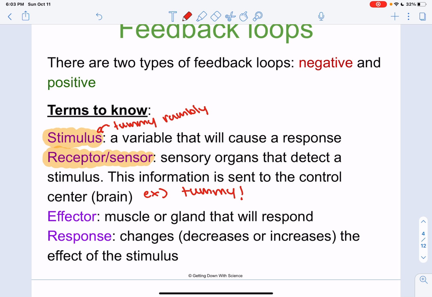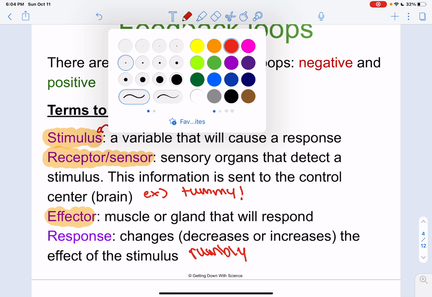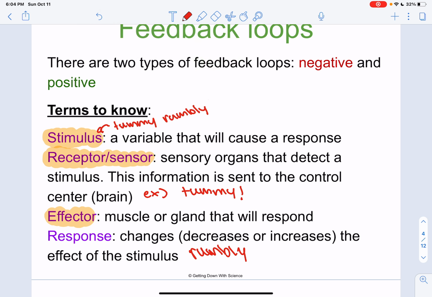The effector is going to be that muscle or gland that's going to respond. And so I don't remember what the specific muscle is, but that rumbly part, what causes the rumbly is the effector. Oops, I'm sorry. That's not true. Your rumbly should be the response. Oops, can't even type rumbly. So the response is going to be the changes, whether it increases or decreases the effect of the stimulus.